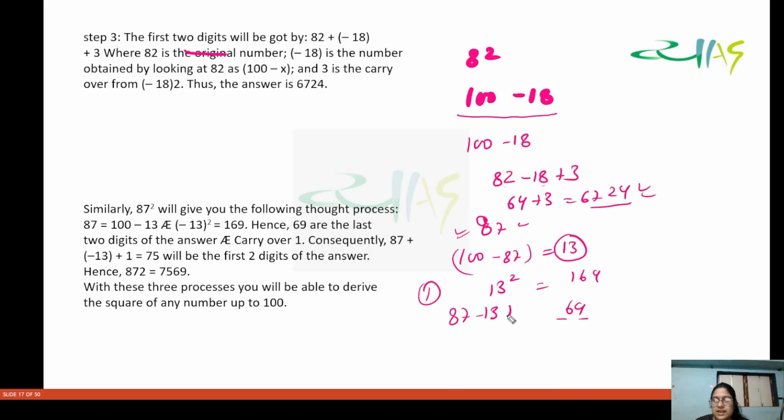Now you will do what? 87 minus 13 plus 1. What is 87 minus 13? You will get 74, and you will get 7 here, plus 1 will be what? 75. So you will get 7569 as the square of it.